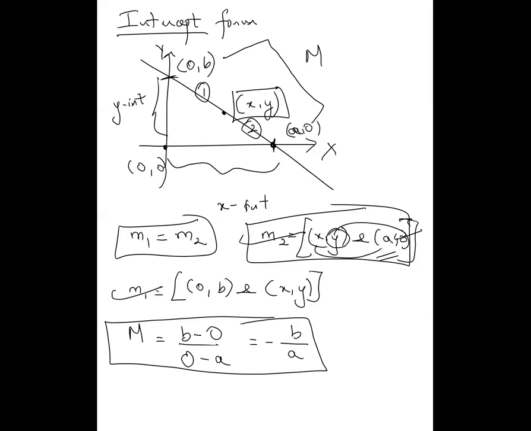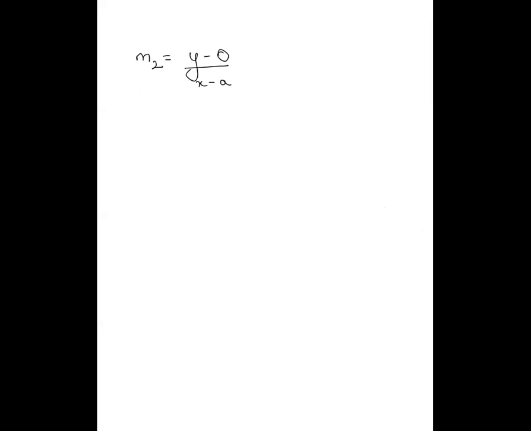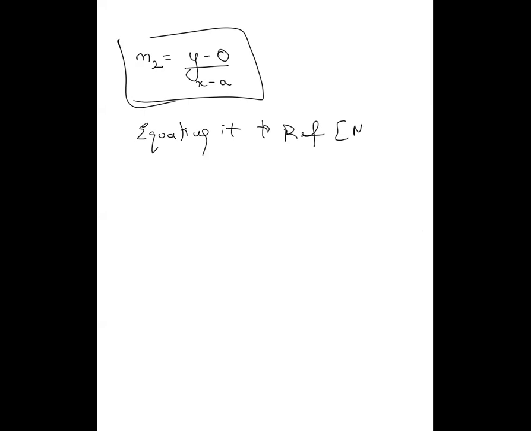Should you also take m1? Not required, because I have to either take m1 or m2 and start equating them with my reference slope. So you either take m1 or m2, you'll be getting the same answer. The reason I took m2 is because the letter a was involved. Now this is my slope. I'm going to equate this to my reference slope, which we took as caps M here. So in simple language, I'm trying to tell M is equal to m2.